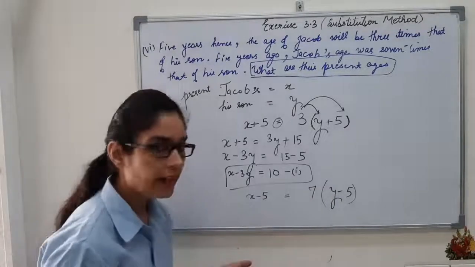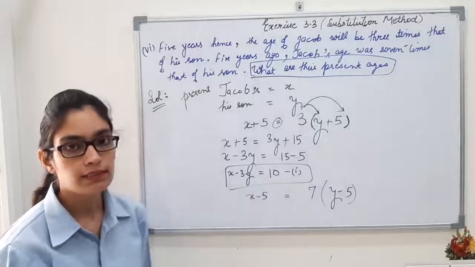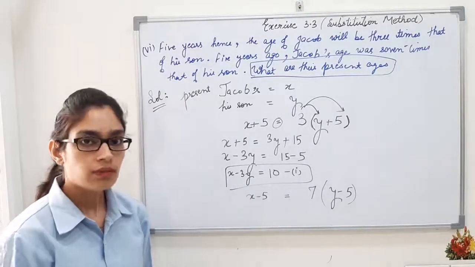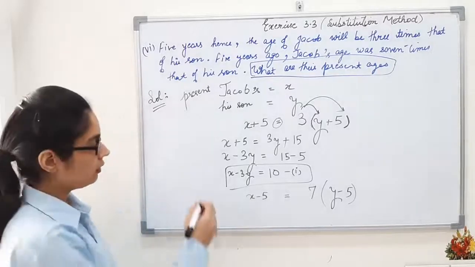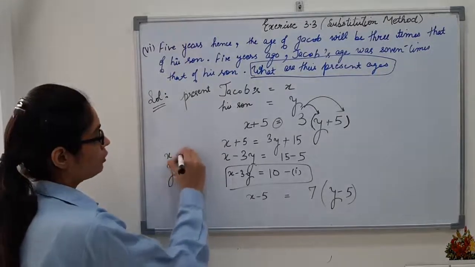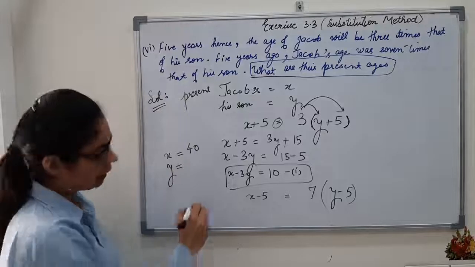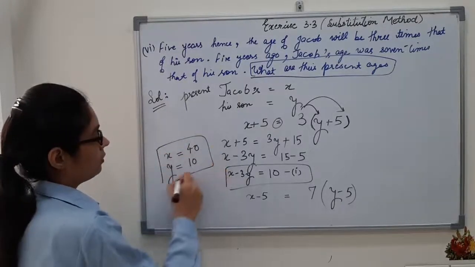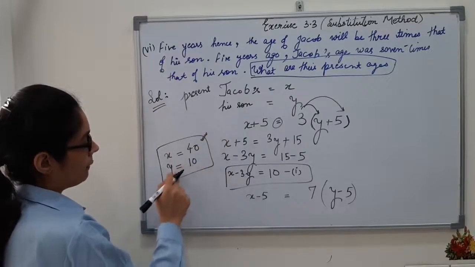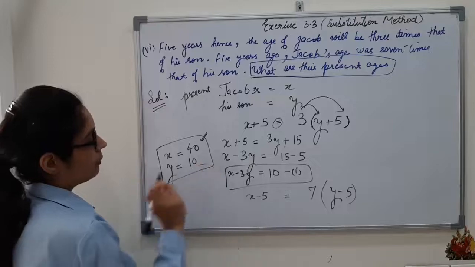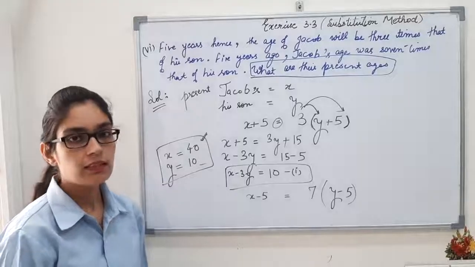Now I want you guys to simplify it, use the substitution method and solve the sum. You can just pause the video and try to do the sum. And I'm solving the values for x and y. You will get x is equal to 40 and y is equal to 10. Jacob's present age will be 40 and his son's present age will be 10. So with this our exercise 3.3 is completed.